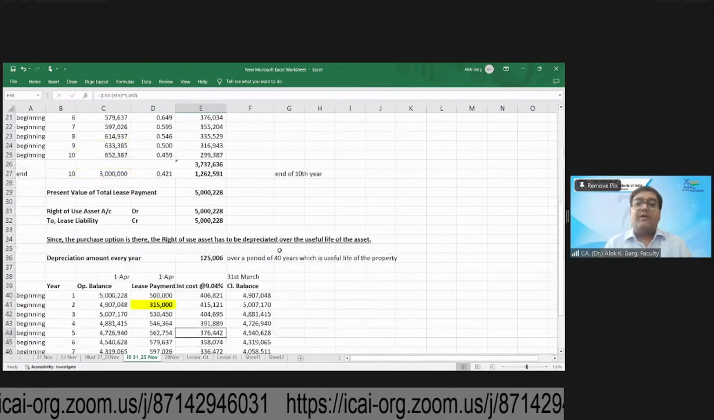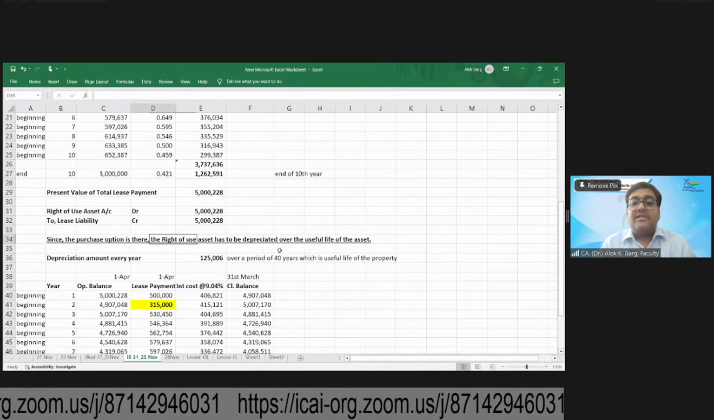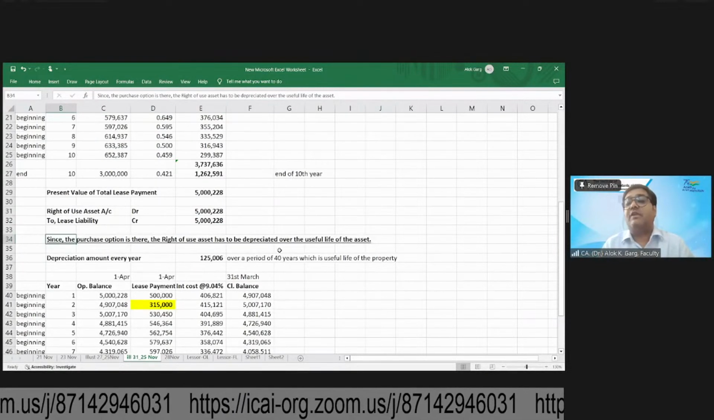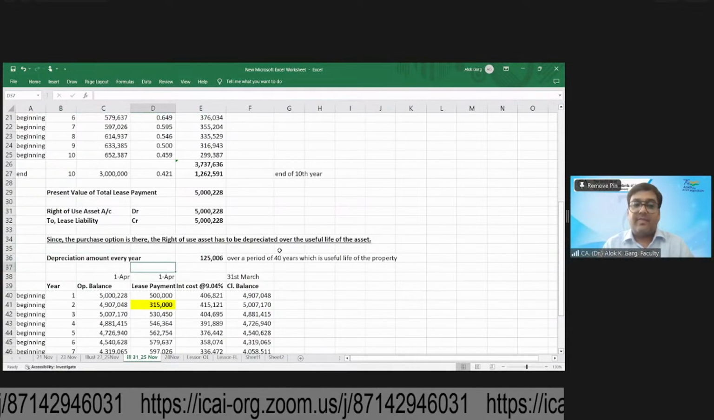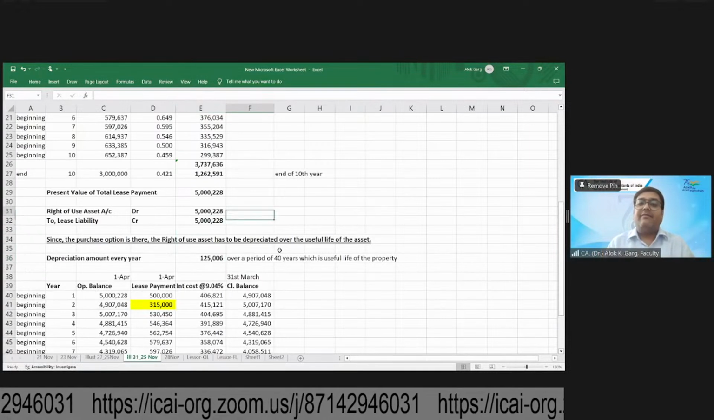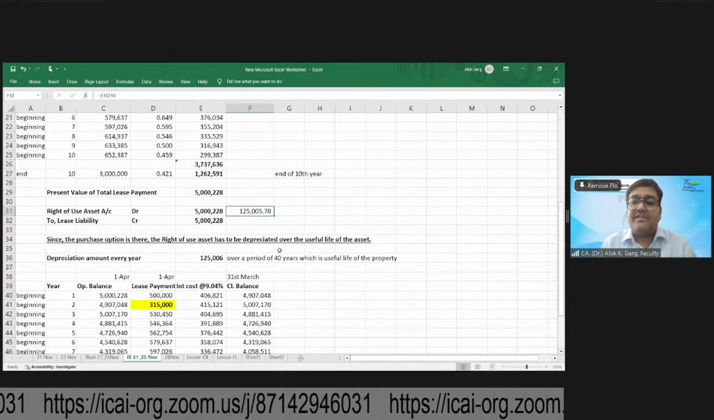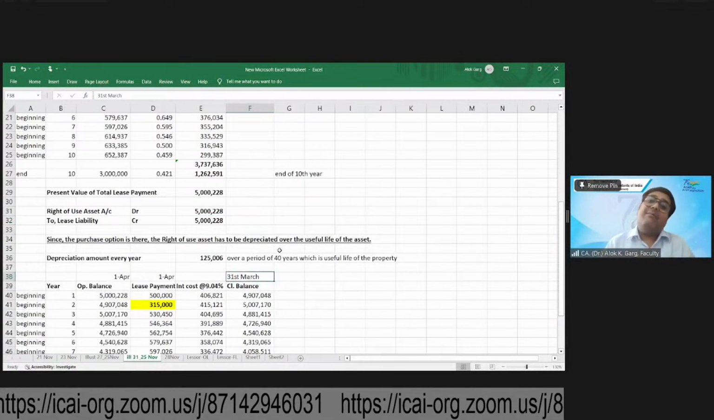Now, what is my accounting entry? Right of use asset account debit to lease liability. Since the purchase option is there, the right of use asset has to be depreciated over the useful life of the asset. Depreciation amount every year is how much? Simple, this divided by 40: 135,006 rupees.